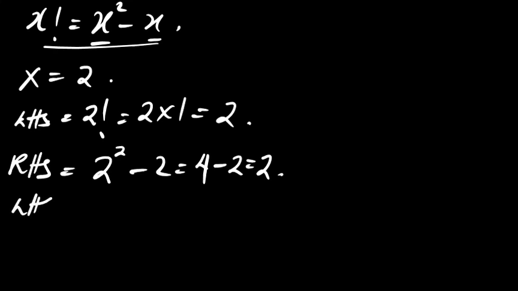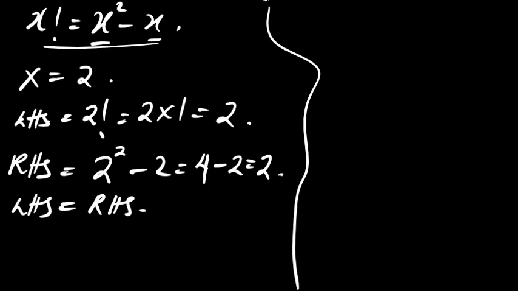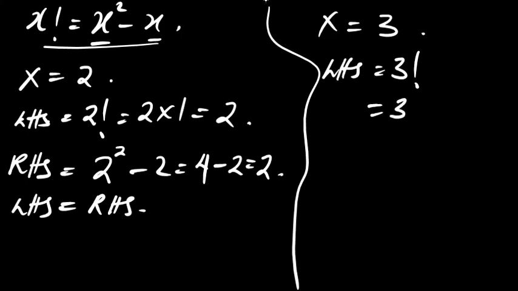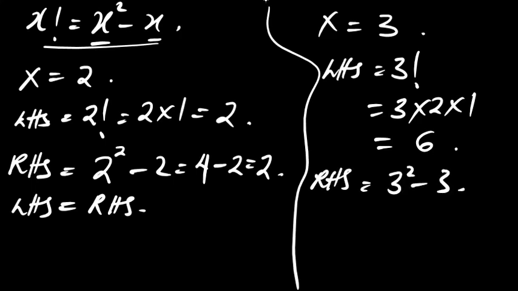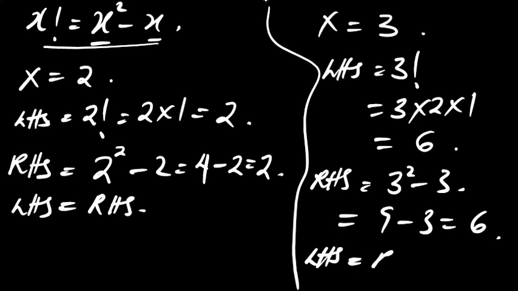So the left hand side is equal to the right hand side. Now let's look at the second one, where x is equal to 3. The left hand side is 3 factorial, which is equal to 3 times 2 times 1, which is 6. The right hand side is 3 squared minus 3. 3 squared is 9, minus 3, which is equal to 6. So the left hand side is equal to the right hand side.